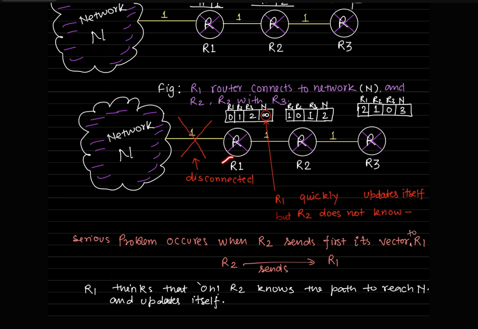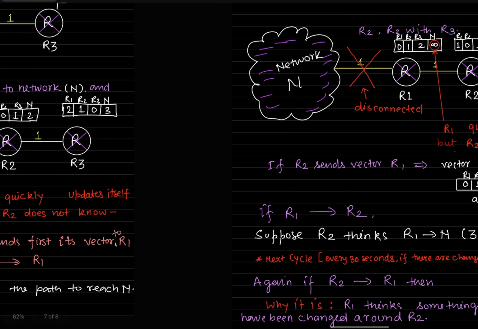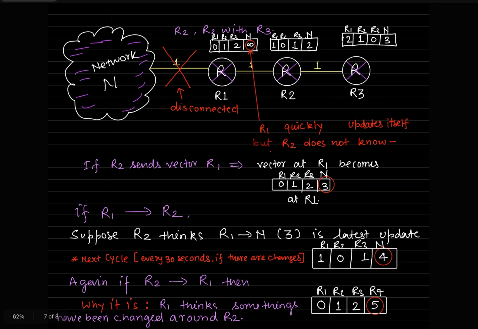R1 will understand, oh yeah, R2 has an entry corresponding to N, which is 2. It means R2 can reach network N at a cost of 2. So if R1 thinks like that, then R1 changes its vector. From R1 to R2 the cost is 1, and from R2 to N the cost is 2. So 1 plus 2, the cost becomes 3 corresponding to N.